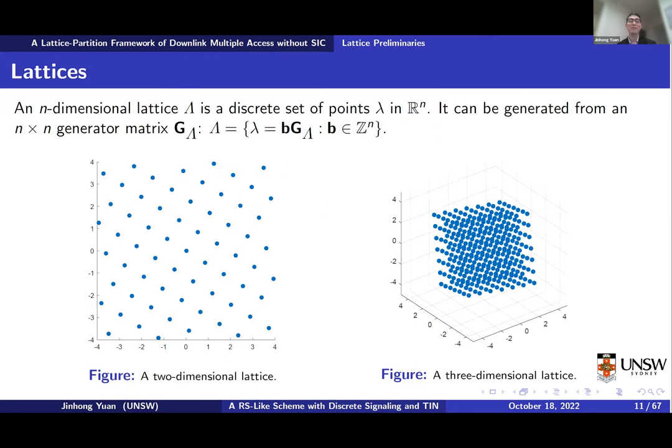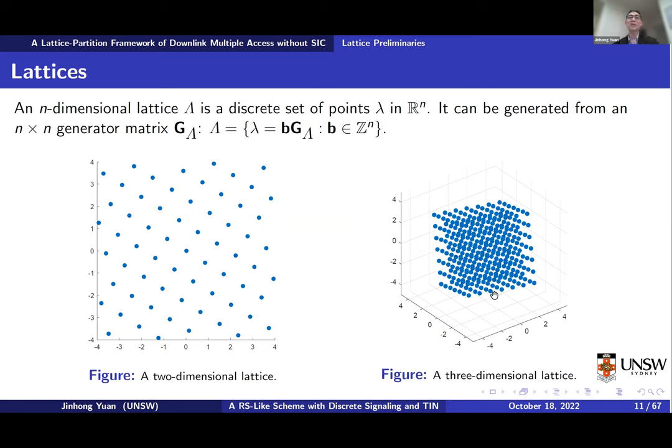I'm not quite sure everyone is familiar with lattices, so I would like to spend a few minutes talking about lattice partition. So what is a lattice? You can think of it as just an n-dimensional lattice. It's a discrete set of points Lambda in n-dimensional space R^n. Mathematically, it is generated by an n-by-n generator matrix G_Lambda, which means any n-dimensional vector B times this generator matrix forms a lattice. That is a very simple representation. The left-hand figure shows a two-dimensional lattice, and the right-hand figure shows a three-dimensional lattice.